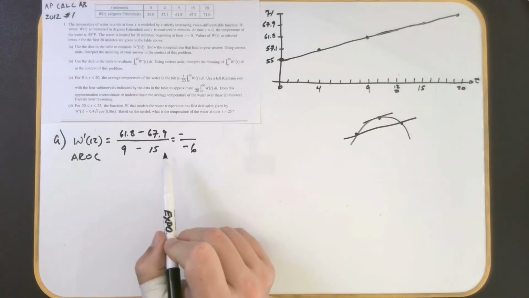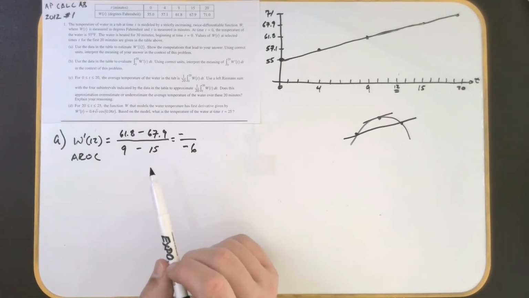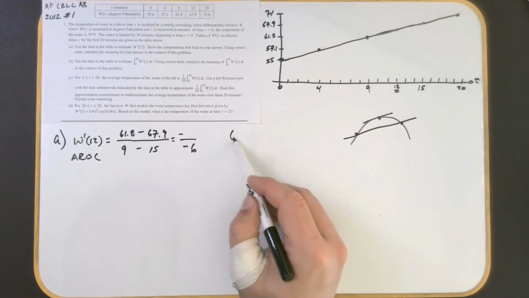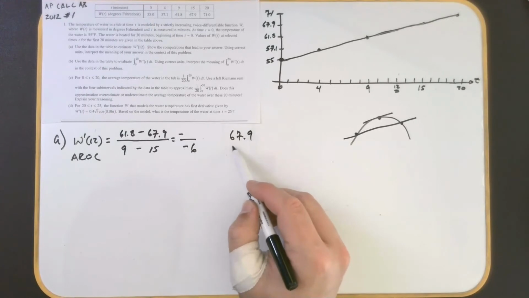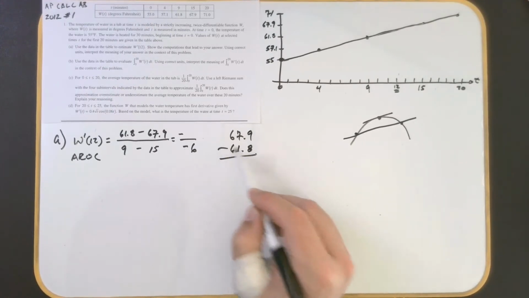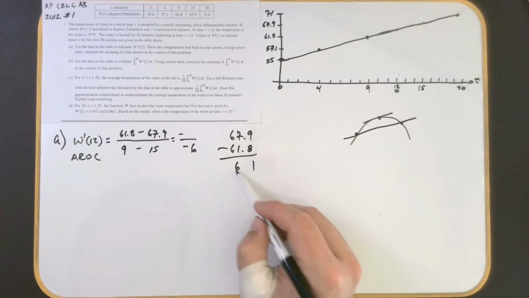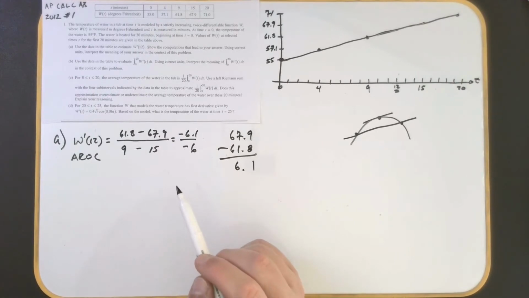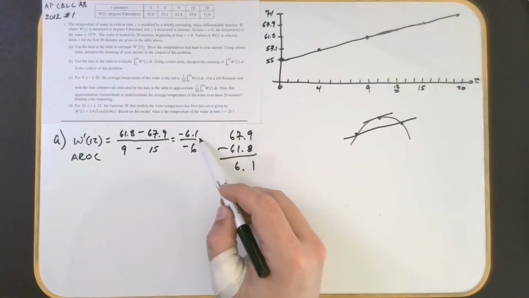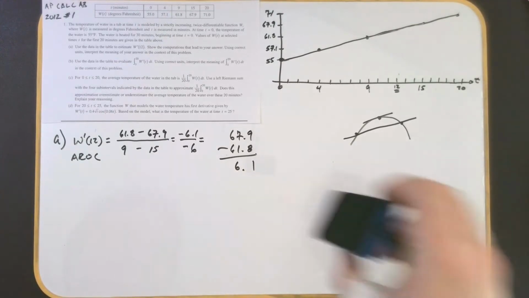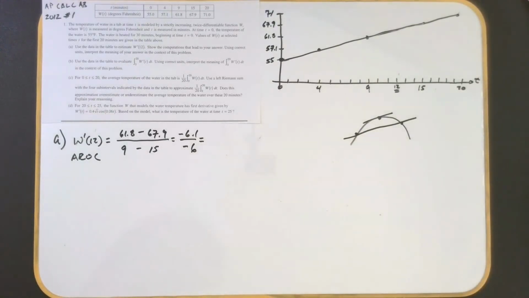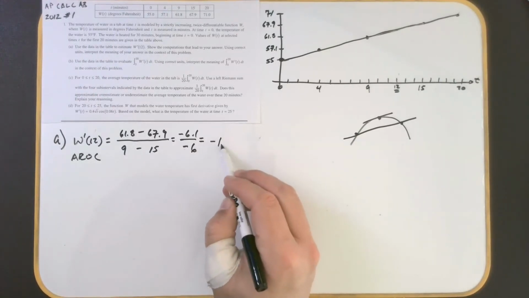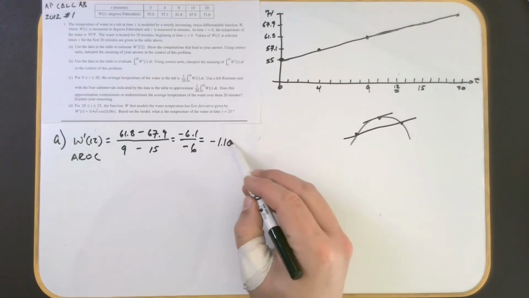Now this is a calculator question, so if you wanted, you could certainly throw this in your calculator, or if you feel like practicing your long subtraction, you could go 67.9 over 61.8. Or you could do it in your head. Doesn't really matter. We have 6.1, negative 6.1. And then if we divide that, you're probably going to take advantage of your calculator. And if you do it in your calculator, you're going to get negative 1.017 rounded.